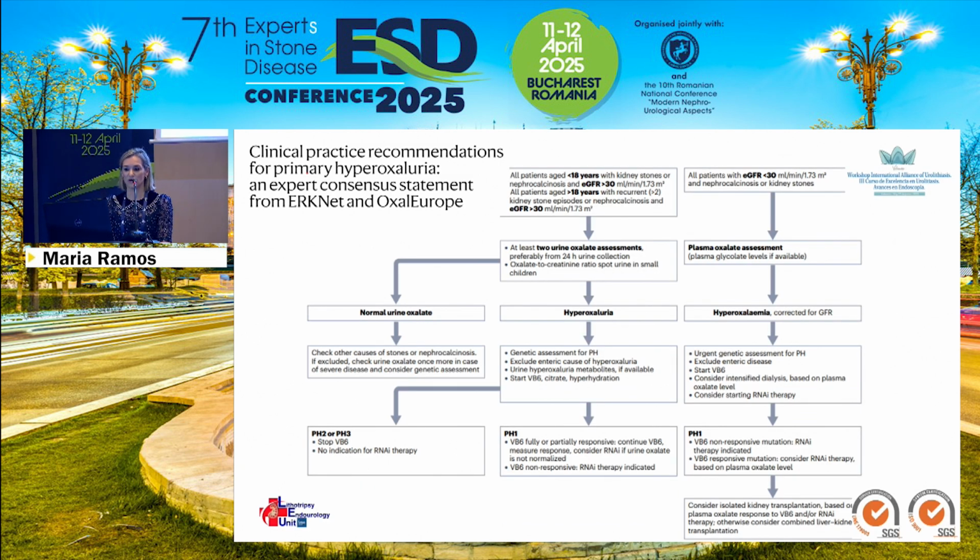In fact, in the clinical practice recommendations for primary hyperoxaluria from OxalEurope, when we find an adult with recurrent lithiasis, with more than 2 kidney stones or nephrocalcinosis, we have to evaluate the oxalate, the hyperoxaluria. We have to rule out the diet and the enteric causes, and then we have to perform a genetic test.